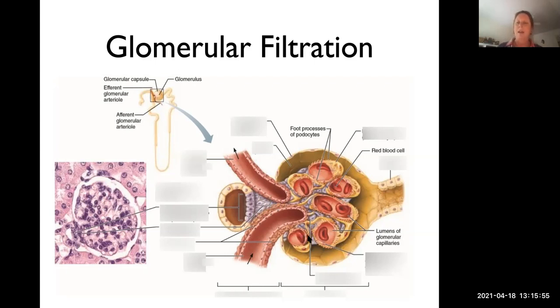However, it's opposed by hydrostatic pressure. The hydrostatic pressure inside the glomerulus is actually higher than what you would expect. And the reason is that the afferent arteriole, which you see here, is larger than the efferent arteriole, which means that it's letting more blood into the glomerulus than is allowed out.